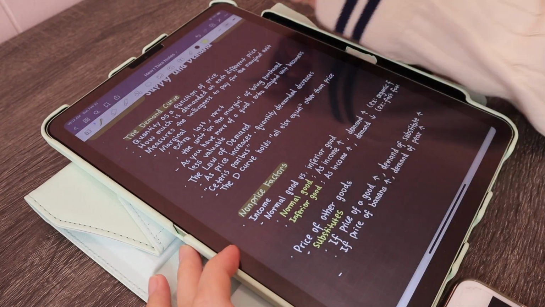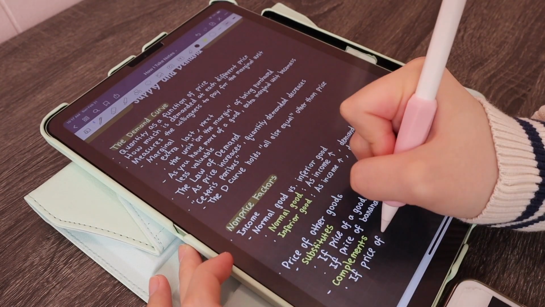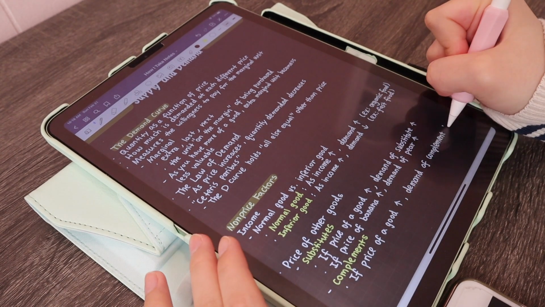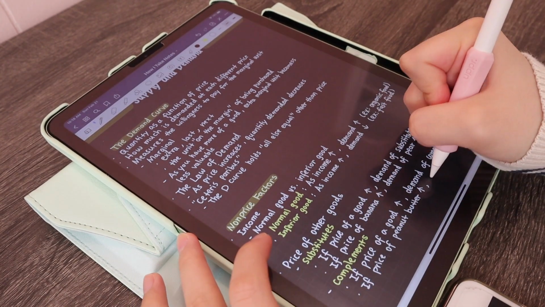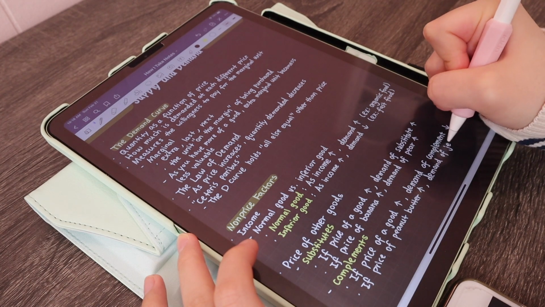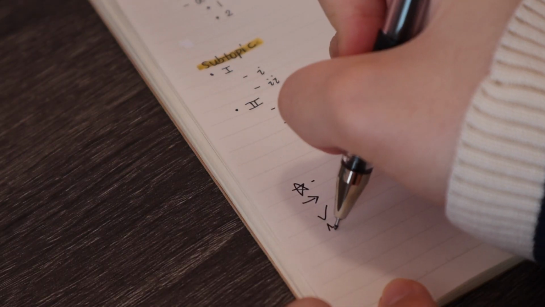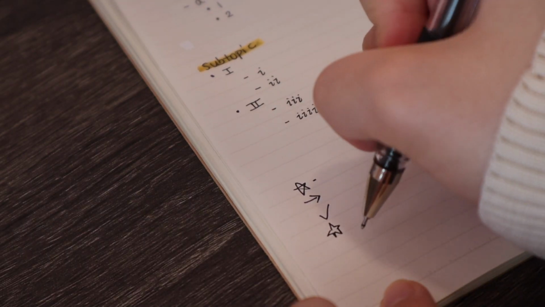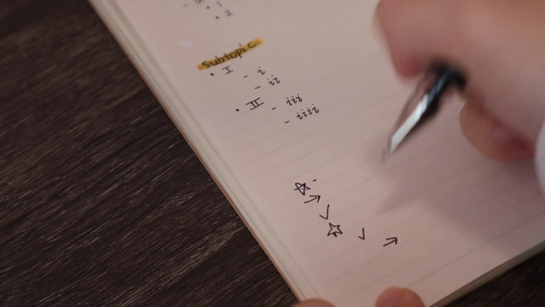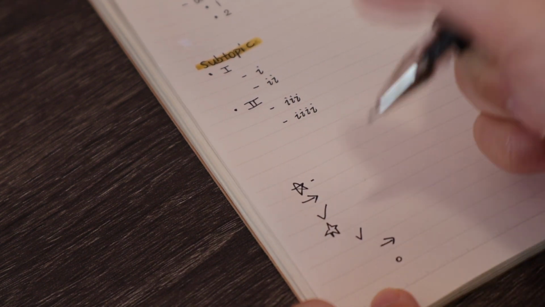I find that by indenting, I can see clearly which lines are more important and which lines are just extra examples. Of course, you don't need to use bullets or dashes. You can use stars, arrows, or checkboxes, whatever you want.